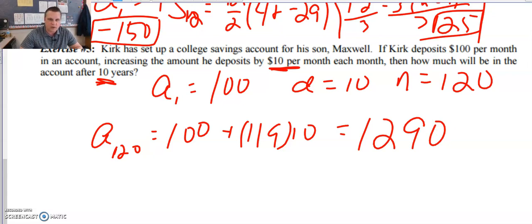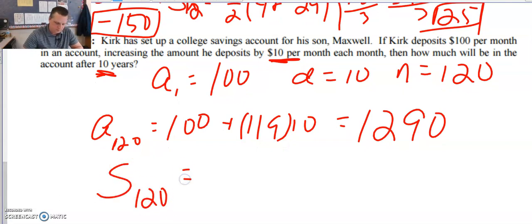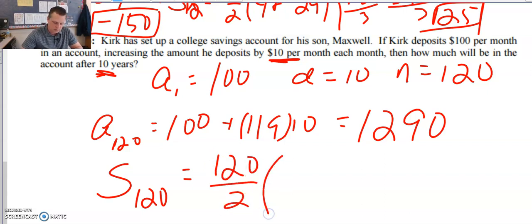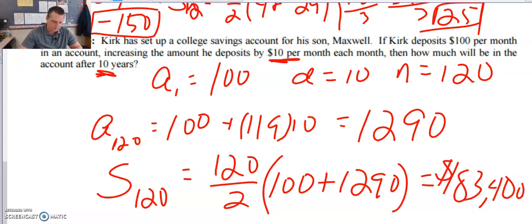So that's A of 120. So this is after 10 years. So we need to find the sum of 120. So that means it's 120 over 2 times A1, which is 100, plus A120, which is 1290. Again, put that all in your calculator, and you get 83,400. Pretty nice guy. He's going to have that much money for his kid after 10 years.